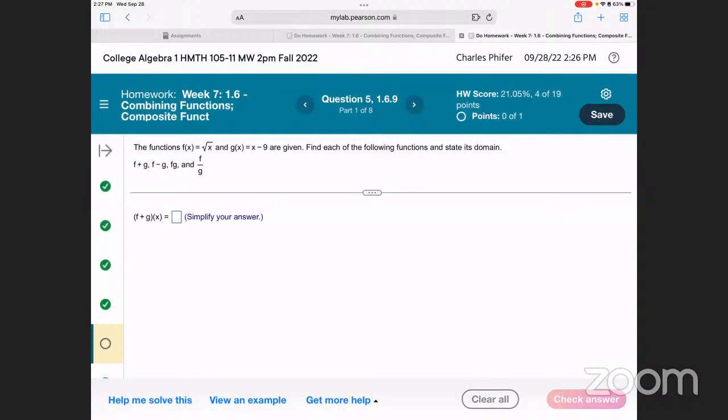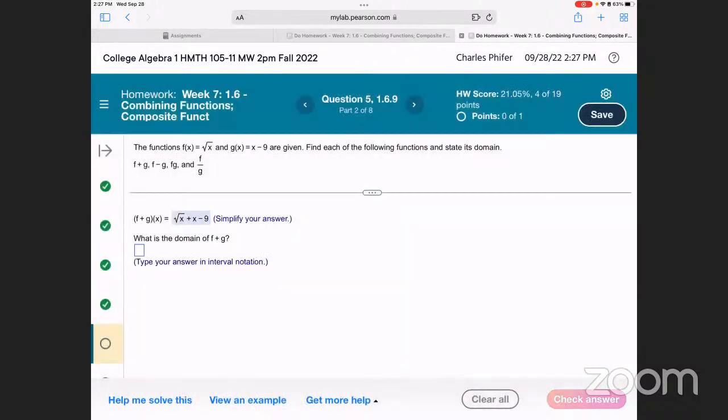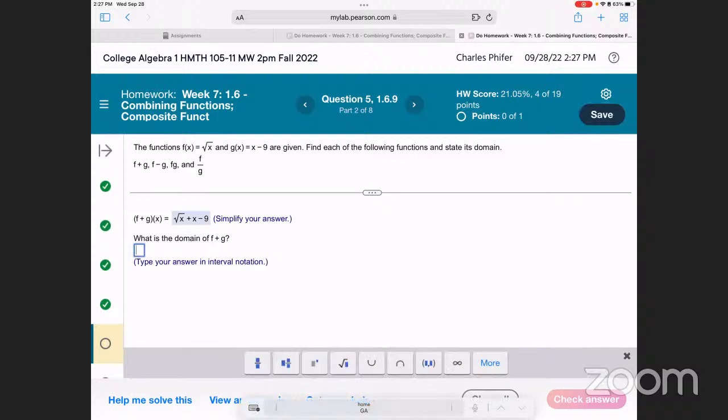All right, so we have these functions for f and g. Same kind of deal, right? Okay, f plus g. So the first one is going to be square root of x plus x minus 9. What's the domain? In general, it would be all reals, but now we do have a restriction here. We can't take the square root of negatives, so we need to factor it in. So x has to be greater than or equal to 0. So that's going to appear in the form of 0 to infinity.